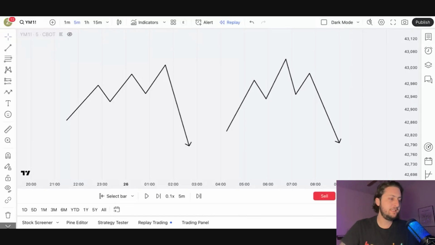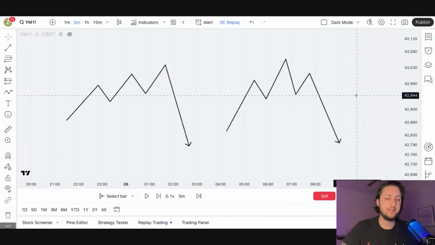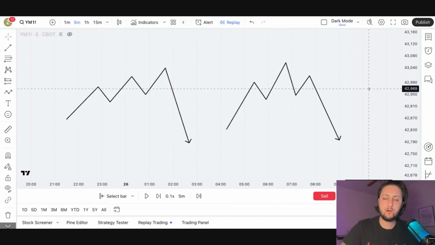Today I'm going to talk about SMT divergence. It's been showing up a lot lately on some of the best reversals, and it's always been a major component to how I spot reversals on the ES and the NQ futures. And it's a really simple price action pattern.